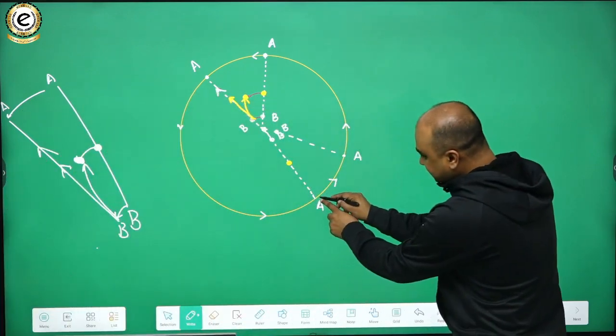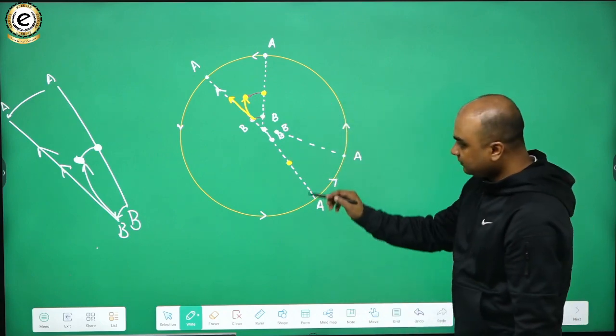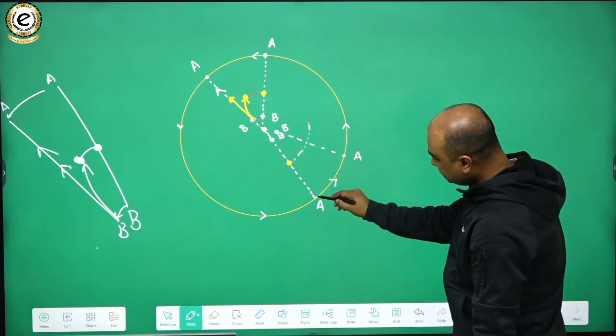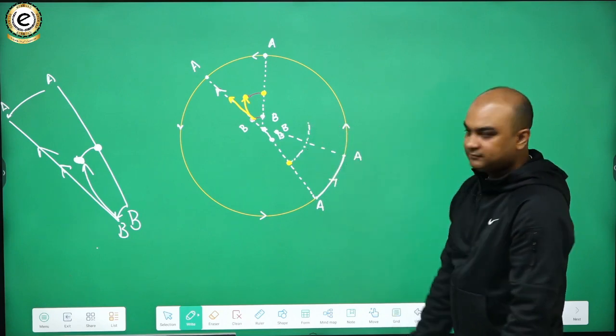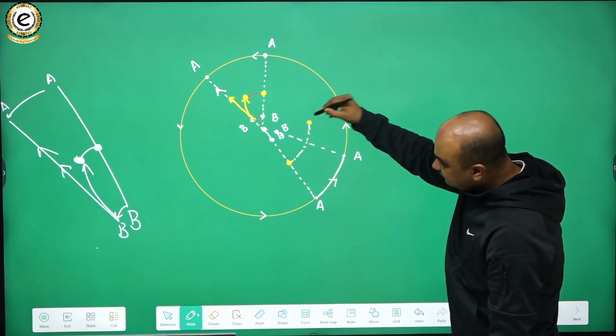That जितना distance A ने travel किया है, उतना ही distance ball भी travel करेगा. So ball will also travel the same distance like this. यही distance जो ये वाला distance है, ये वाला distance ball भी travel करेगा इधर. By law of conservation of momentum. So where would be the ball? Here. Do you understand that?